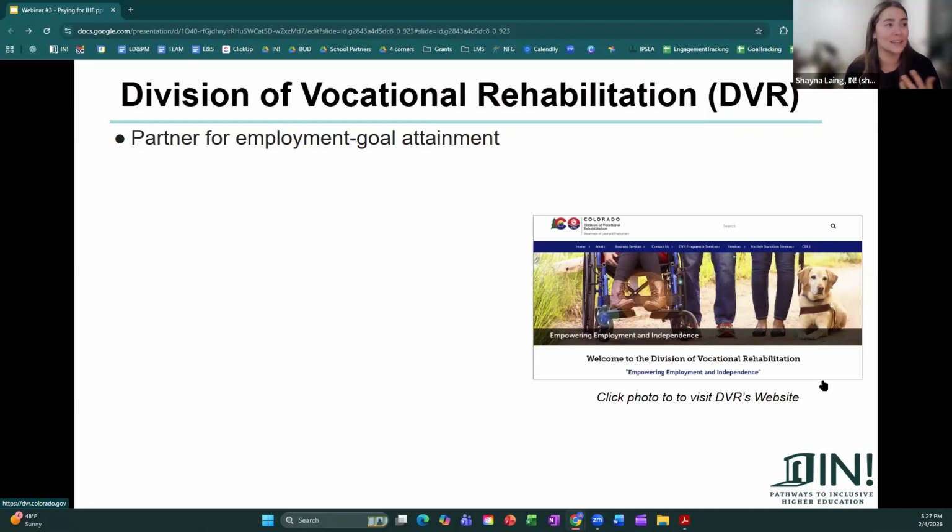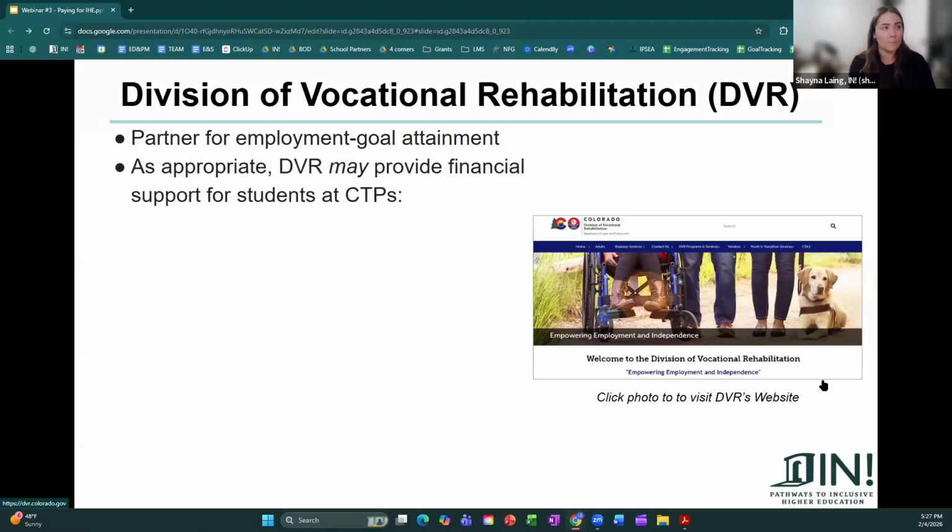There are some caveats to that that I wanted to bring up to you all. First, a reminder that they are first a partner for the employment goal attainment. They are not a funder. They're a partner for goal attainment for that employment goal. As appropriate, they may be able to provide financial support for students that are in CTPs. So that designation that allows for federal financial aid is required for any students that are accessing support from DVR in inclusive higher education as well.